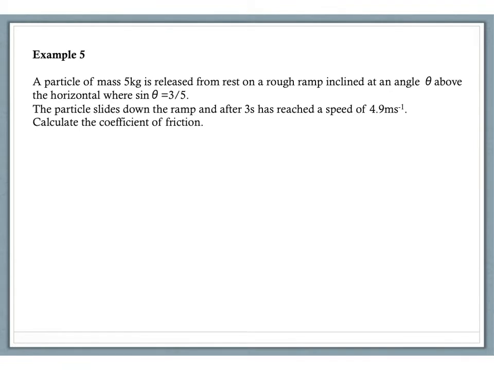A particle of mass 5 kilograms is released from rest on a rough ramp inclined at an angle theta above the horizontal, where sine theta equals 3/5. There's already a lot of information at this point, so we're going to start sketching our diagram. We'll make it a bit bigger than in the last example. So here's our slope, angle theta. So we know it's a particle of mass 5 kilograms. So here's my particle, and here is my weight of the particle, 5g. Normal reaction force perpendicular to the slope, which is R.